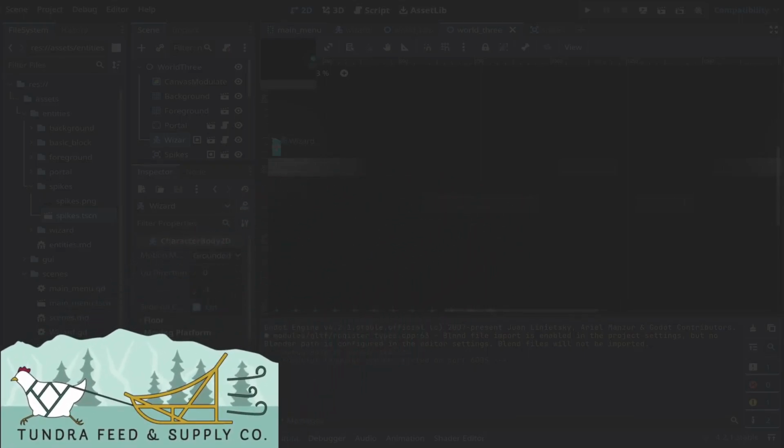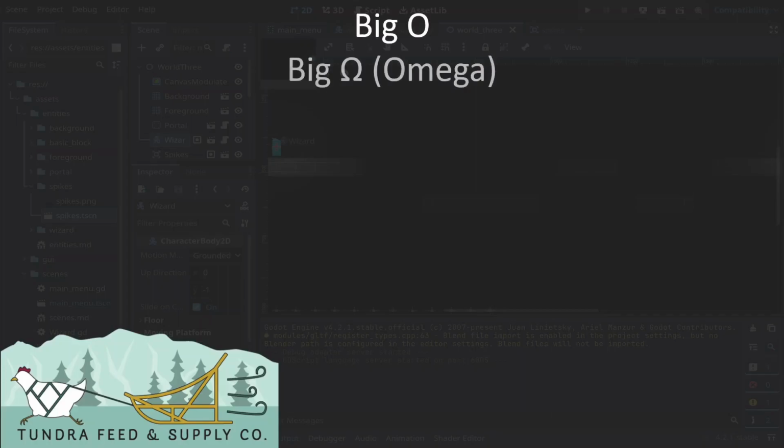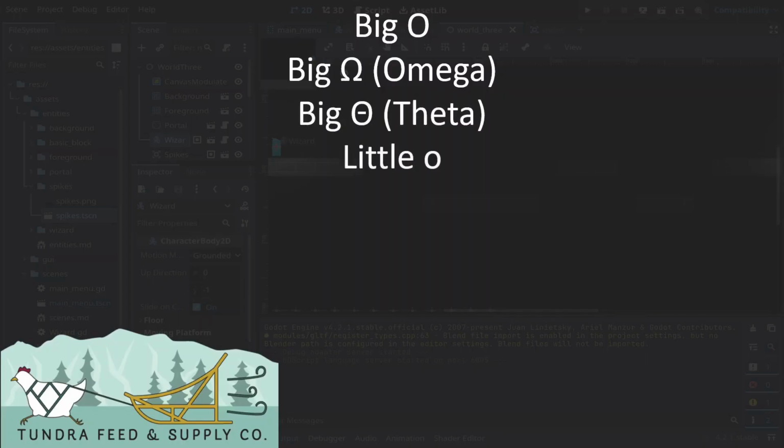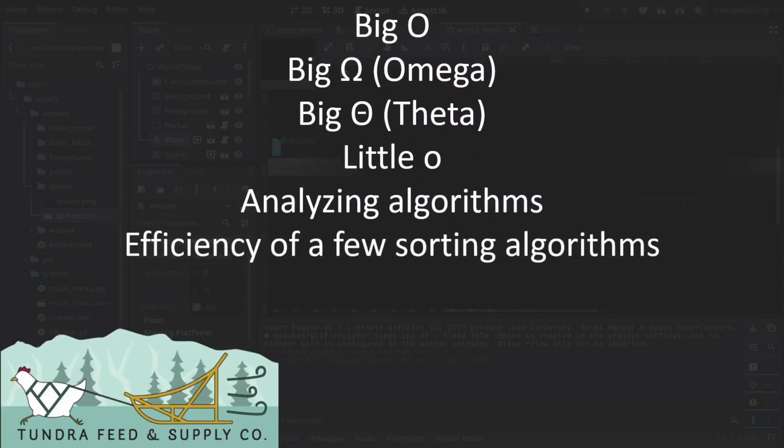Today we're going to be taking a brief look into the concept of efficiency in programming, both in scientific and practical terms. We'll look at big O and big omega notations, with brief mentions of big theta and little o as well. We'll cover a few examples to see how big O and big omega function, then we'll briefly mention a few popular sorting algorithms and their efficiencies.